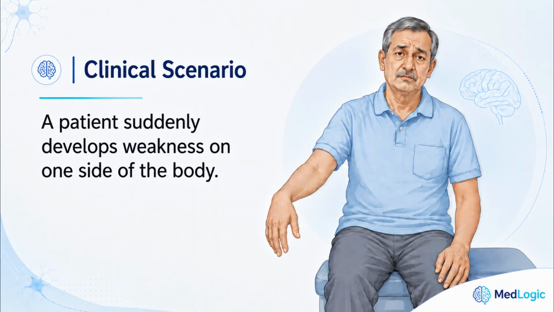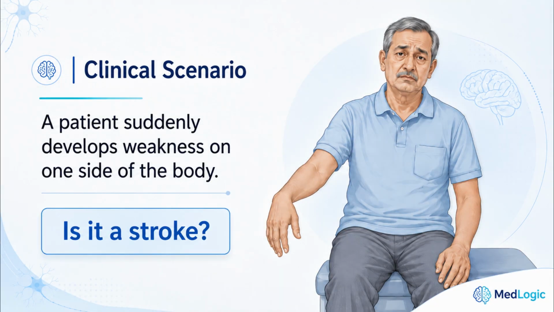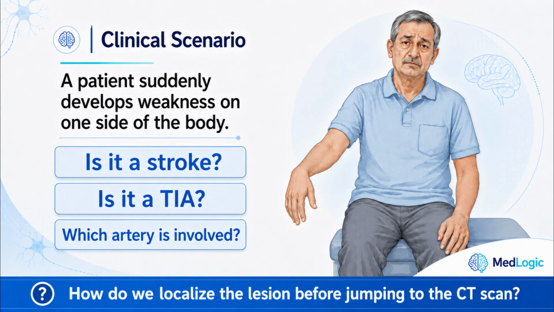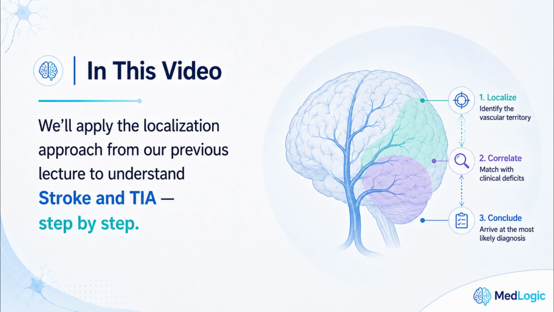A patient suddenly develops weakness on one side of the body. Is it a stroke? Is it a TIA? Which artery is involved? And most importantly, how do we localize the lesion before jumping to the CT scan? In this video, we'll apply the localization approach from our previous lecture to understand stroke and TIA, step by step.